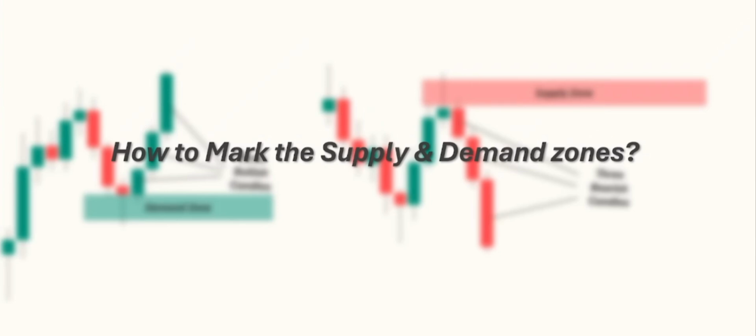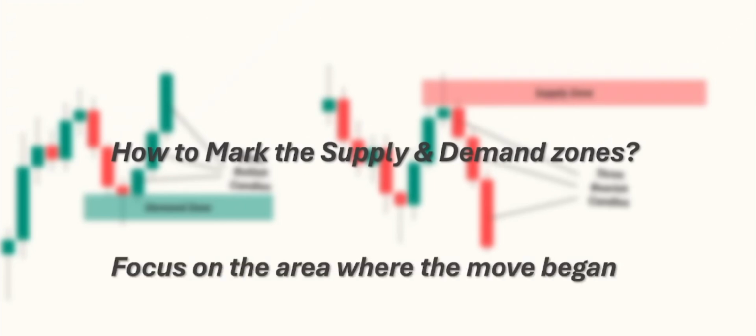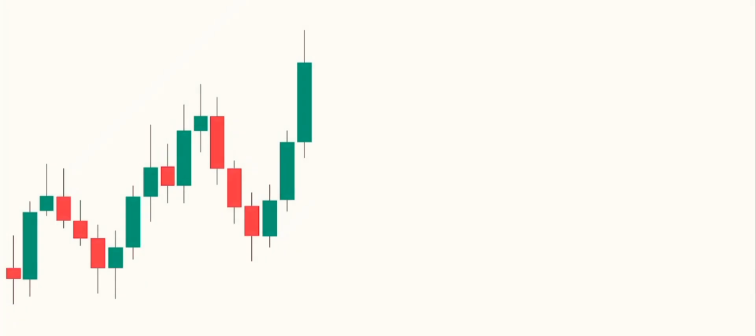Now, how do we correctly mark the supply and demand zone range on the chart? While traders use different methods to mark these zones, the most important rule is to focus on the area where the move began. Marking the start of the move largely depends on the candle's formation. So, let's look at some common ways to mark these zones on the chart.